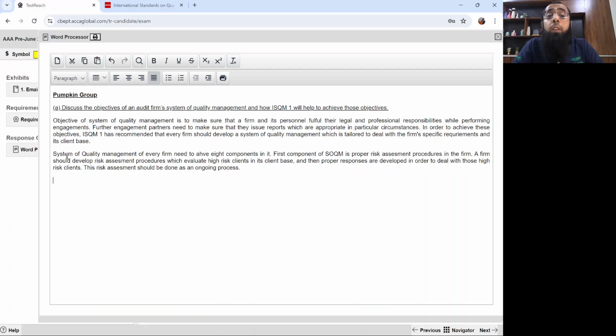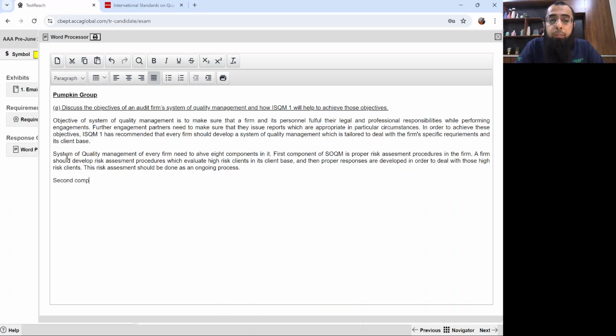See, here we are not talking about one particular client. The firm as a whole should have a proper risk assessment procedure. If the firm has 100 clients, the firm's risk assessment procedures should be able to identify that, okay, these are the 10 clients, these are the 10 audits which we are doing, and they have a very high risk. And then the firm level should be allocating proper resources to those high risk clients. Because if in those high risk clients a wrong audit opinion gets expressed, it will create a liability for the firm as a whole. So, risk assessment procedures of the firm.